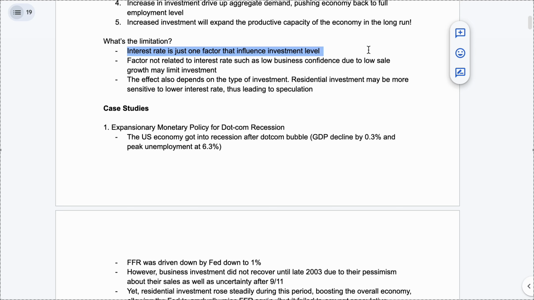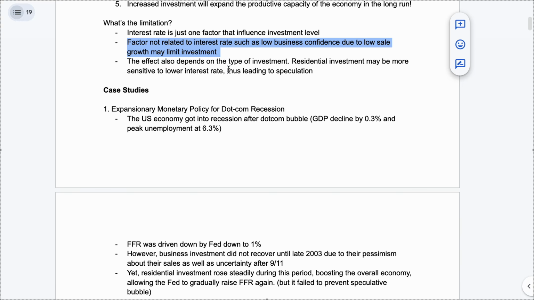Okay, so interest rate is just one factor that influences the investment level. Imagine you're running a business. Do you only look at the interest rate and determine how much to borrow? Not really. There are so many other things that influence it, and one of the big things is sales, how well you're doing in terms of making and selling your goods. Are people buying your goods and services? If a lot of people are buying every year, maybe you want to invest, whether the interest rate is high or low, right? So factors not related to interest rates, such as low business confidence due to low sales growth, may limit investment, even if the interest rate is very low due to expansionary monetary policy.